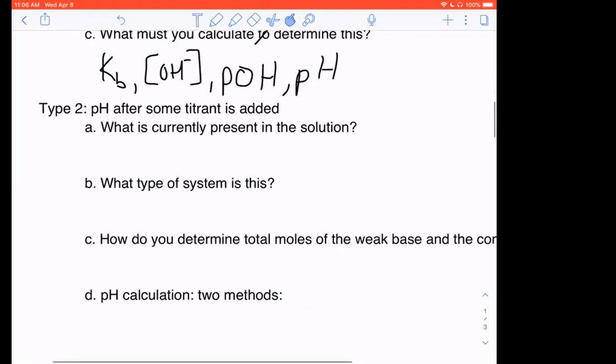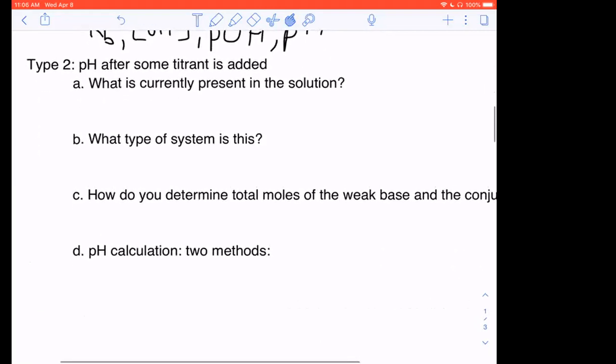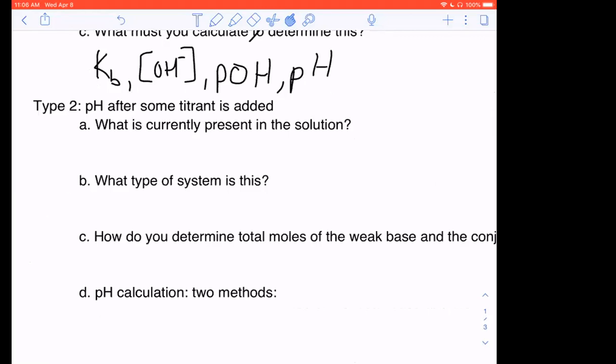So the second type then is after you've added some titrant. Once you've added some titrant, you have to think about what you have in solution. We're titrating with a strong acid. So you have right now in solution weak base because of what's left over. You've also added some strong acid, and what the strong acid does is it converts weak base into its conjugate acid, and that's all it is. So all we're going to say is present in solution at this point is weak base and its conjugate acid.